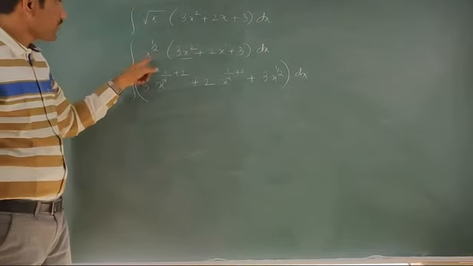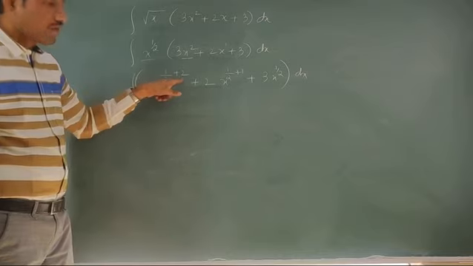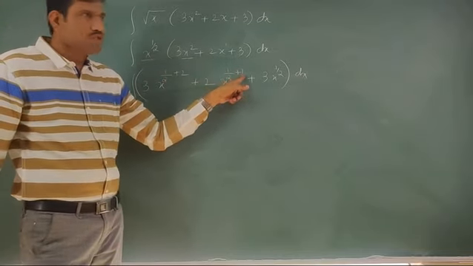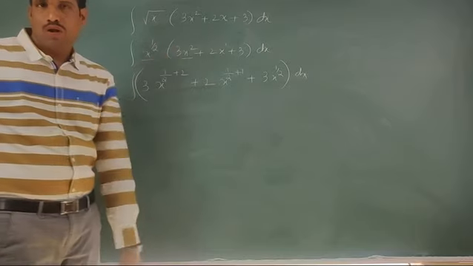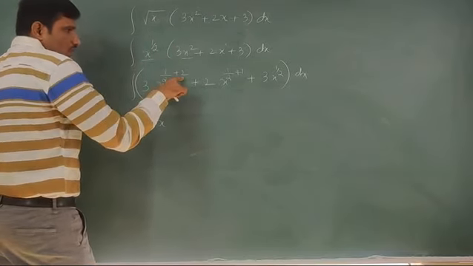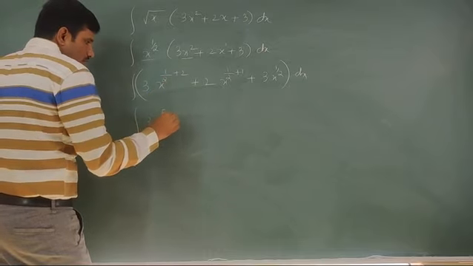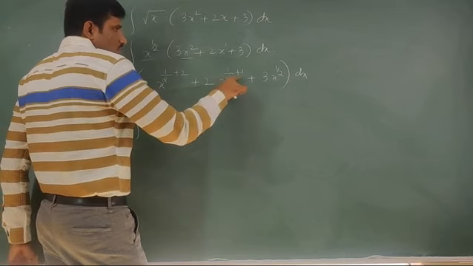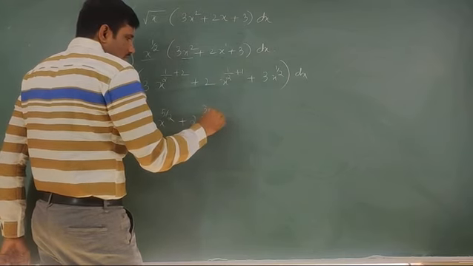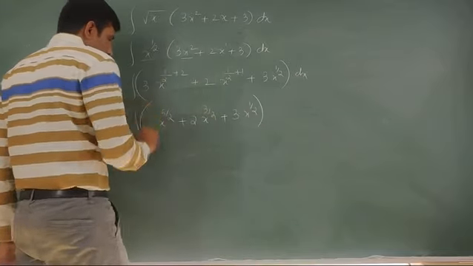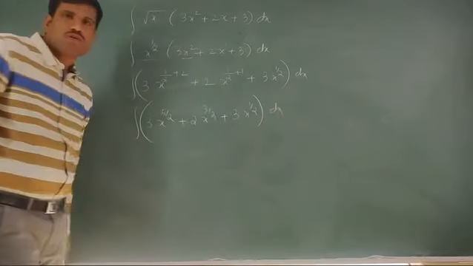Right? So x raised to 1 by 2 into x square, it is 1 by 2 plus 2. So x raised to 1 by 2 into x, that is 1 by 2 plus 1. 3 into x raised to 1 by 2. Now it is integration of 3 into x raised to 2 2's are 4, 4 plus 1 is 5 by 2. Right? Plus 2 into x raised to 2 1's are 2, 2 plus 1 is 3 by 2. Plus 3 into x raised to 1 by 2. Is it clear, friends? Right?